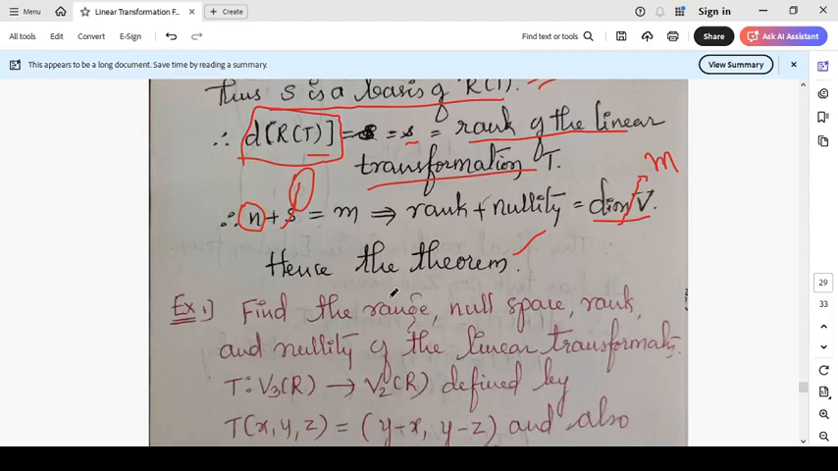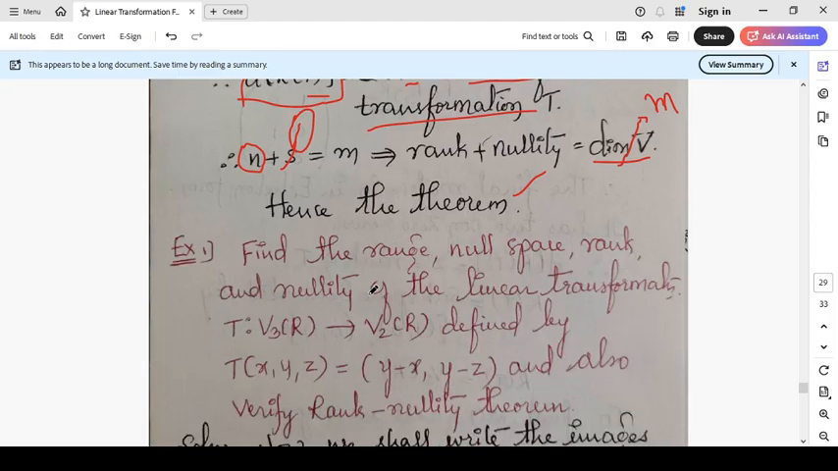Okay. So let us solve some examples regarding the rank nullity theorem. They will ask you to verify the rank nullity theorem. So you should know how we need to take the transformation, how we need to find the rank of the matrix, and how we need to find the nullity. Okay, all those things we need to know.